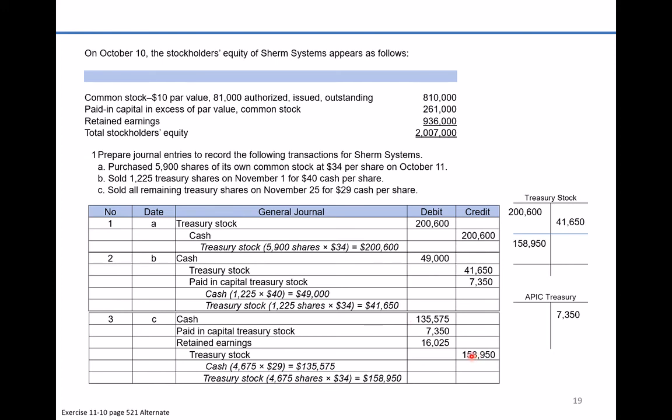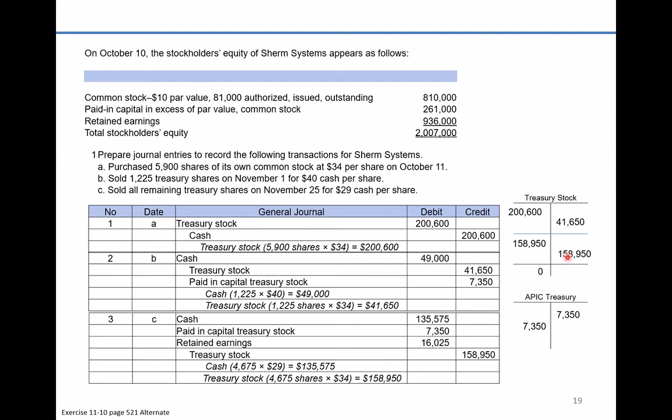Remember, we have to take out those remaining shares, and they come out at what they went in for. So they went in at what price? $34 per share. Those 4,675 have to come out at $34 per share. It has a debit balance. How do we get those shares out? With a credit entry for $158,950. And notice that's going to bring our treasury stock balance now down to 0.